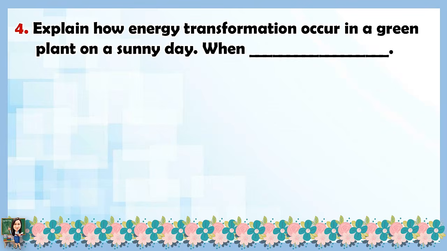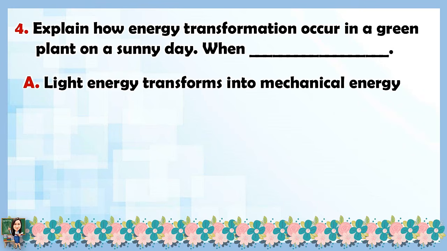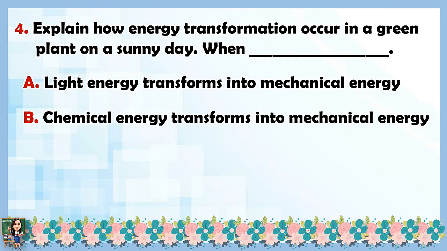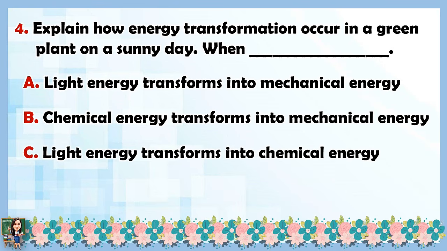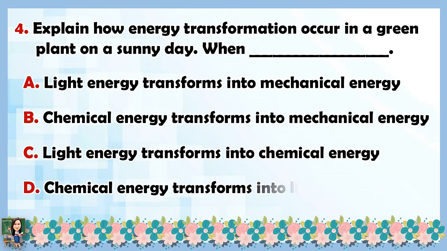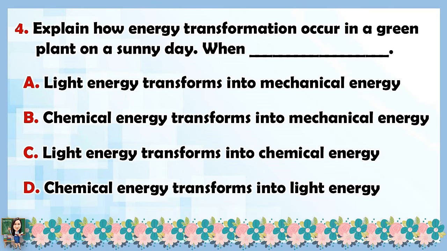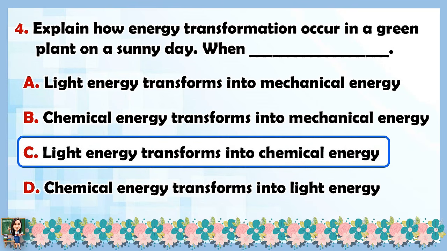Number 4. Explain how energy transformation occurs in a green plant on a sunny day. When A. Light energy transforms into mechanical energy. B. Chemical energy transforms into mechanical energy. C. Light energy transforms into chemical energy. D. Chemical energy transforms into light energy. What is the correct answer? Very good. The correct answer is letter C. Light energy transforms into chemical energy.